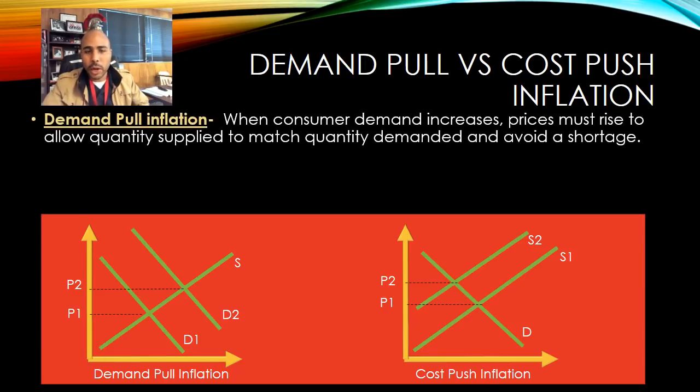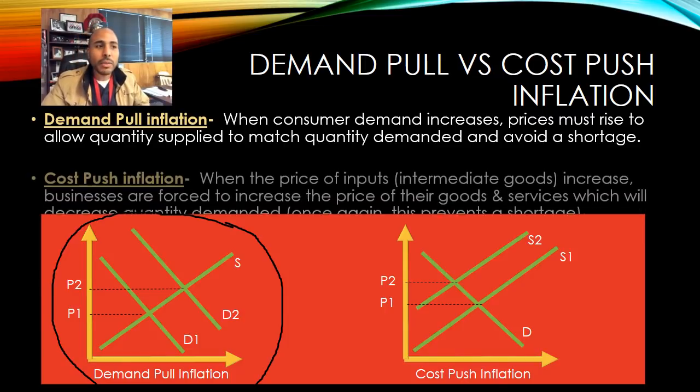The demand pull theory of inflation, you can actually see the graph just right over here on the left. This is our demand pull graph. I'm kind of circling it for us, okay? Demand pull inflation means that when consumer demand increases, prices have to rise in order to allow our quantity supplied to rise and match quantity demanded. This helps us avoid a shortage. So like you see on our graph down here, D1 shifted to D2. When that happened, we created a new equilibrium price, which is higher than the original price. So that's a cause of inflation.